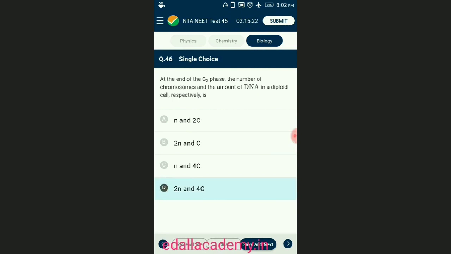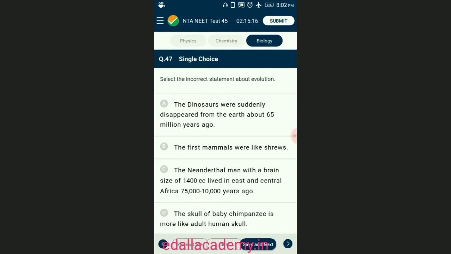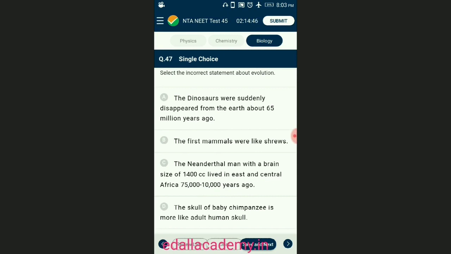Question number 47. Select the incorrect statement about evolution. The Neanderthal man with a brain size of 1400 cc lived in East and Central Asia around 1,40,000 years ago. They used hides to protect their body and buried their dead with flowers and tools. It is believed that they had some religion. So the answer for this question is option C.